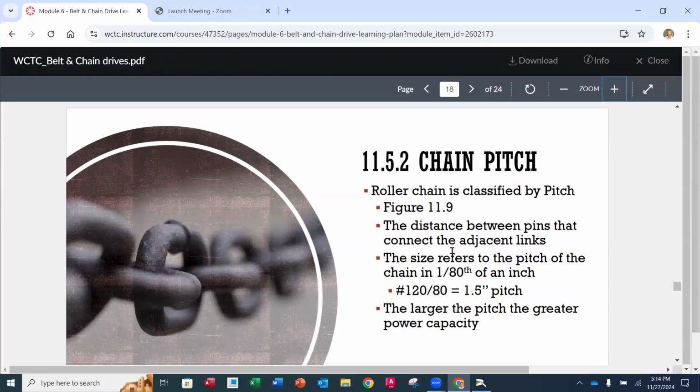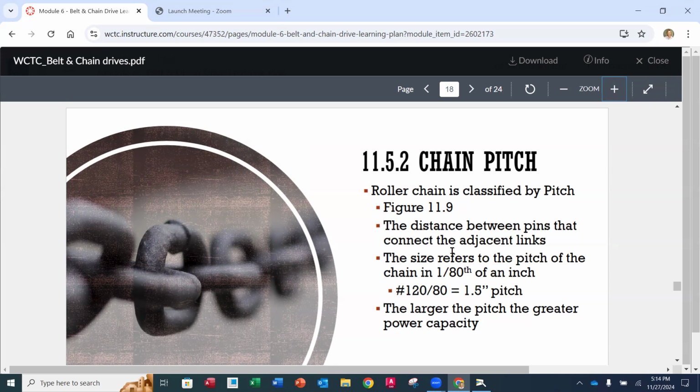Chain pitch, okay? Chain pitch. Now, just like for gear teeth, we had diametral pitch and we had pitch diameter. We have the same thing for chains, except we just call it chain pitch, okay? And then we call the pitch diameter on a sprocket the pitch diameter. So we have to keep those two straight here.